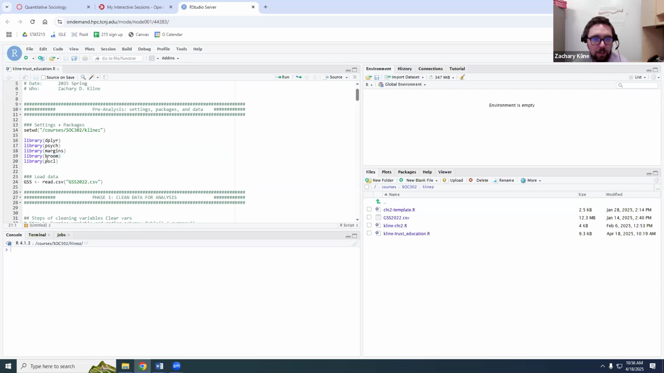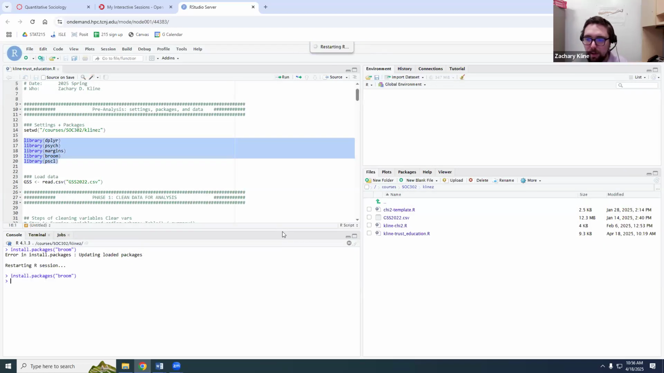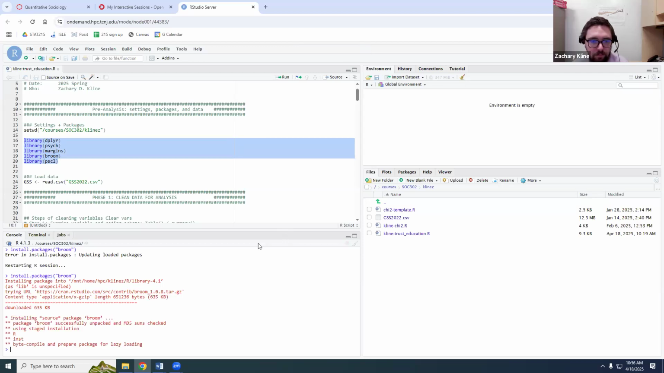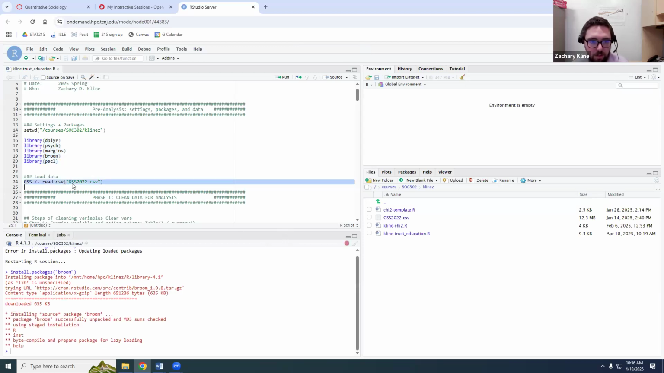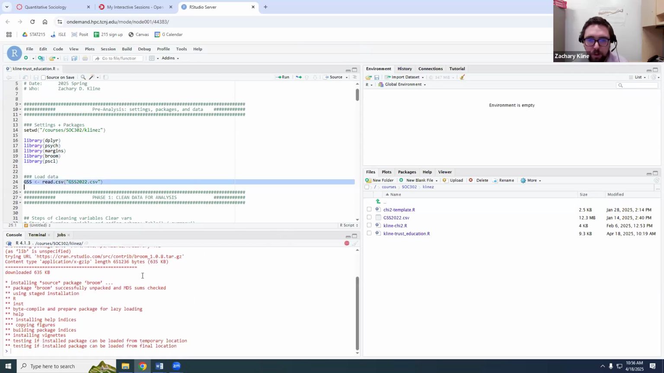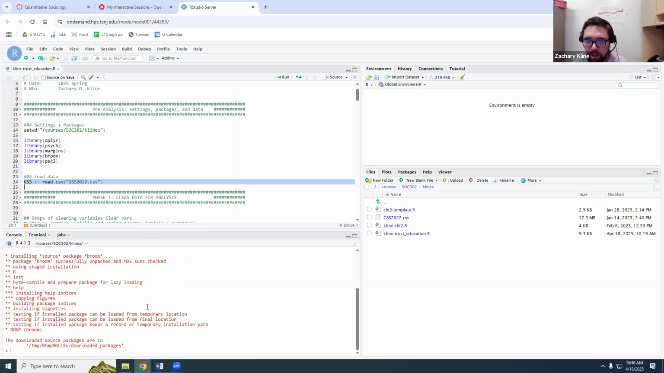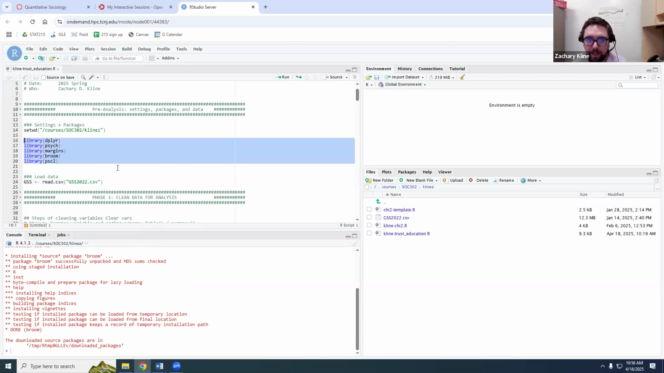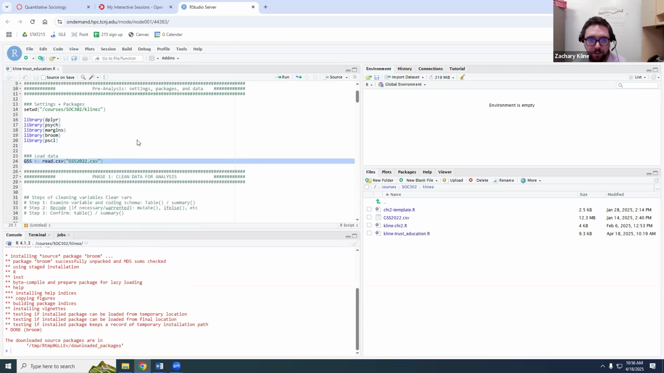So we're going to get started here. If you haven't already installed these packages, you can type directly into the console, install.packages, for example, and it's going to prompt you to restart R. So we're working with GSS 2022. You only need to install packages once, so that's why you can type it directly into the console. But we do need to load the library of packages every session.